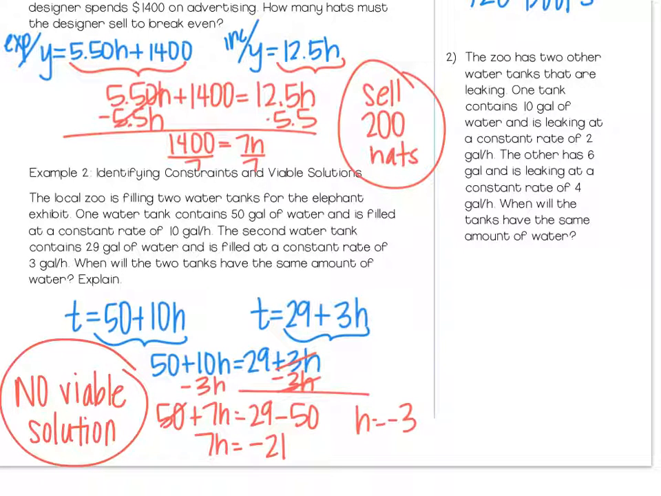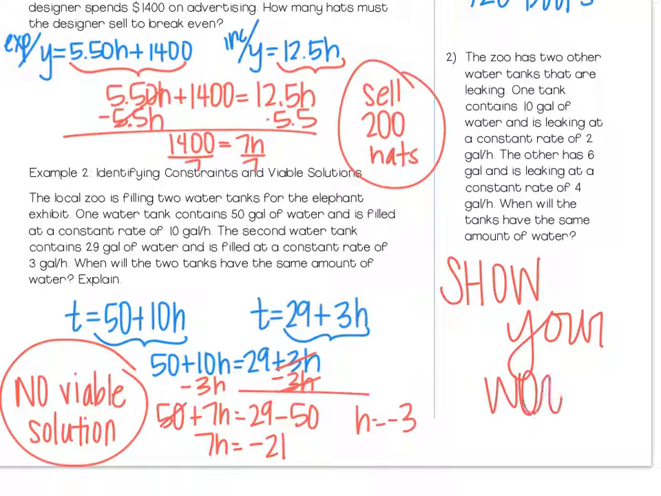Example or guided practice number 2. Go ahead and do that one. Show all your work. These will never have the same amount of water either, but show your work. There's no viable solution here, but see how I had no viable solution here and I had work? You're going to show all of your work, but just know at the end that you're going to get negative 2 hours, and you can't fill it for negative 2 hours, so there's no viable solution.